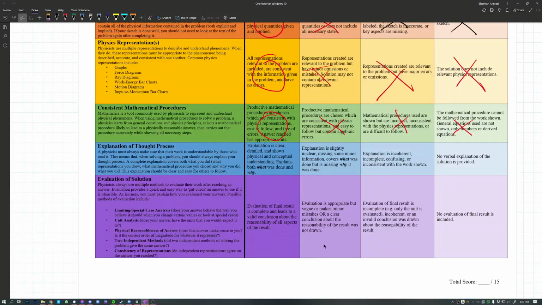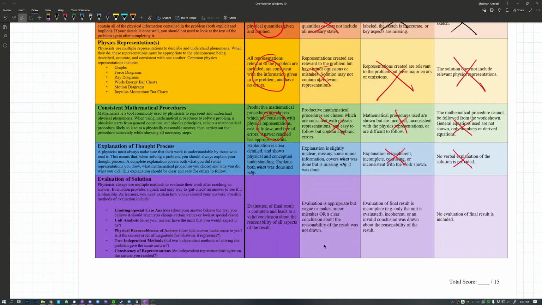Answer reached has appropriate units. Consistent with physics representations. Yeah, definitely. I drew from my representations to do the math, free of errors, as far as I know. Answer reached has appropriate units. We definitely did that one. Explanation of thought process. Did I do explanations? Yeah, I absolutely did. So I can cancel that one. I think my explanation was pretty coherent.